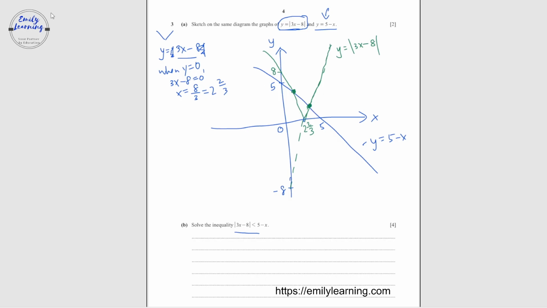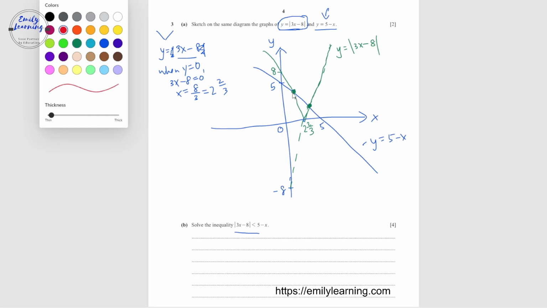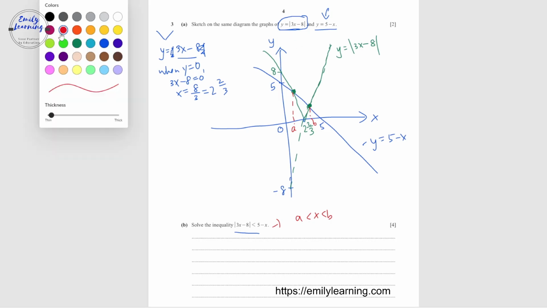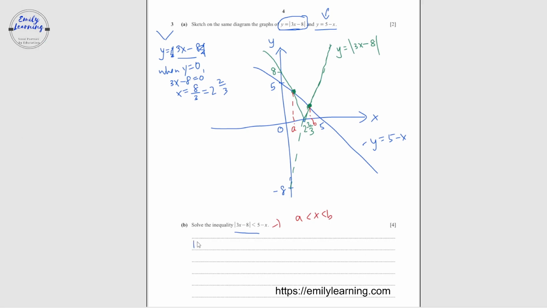If the x coordinate here is a and this is b, I know that my answer will be x is in between a and b, because the green graph is below the blue graph from x equals to a to x equals to b. So how do I find a and b? Well, I need to solve for this equation. So let's first solve this one.